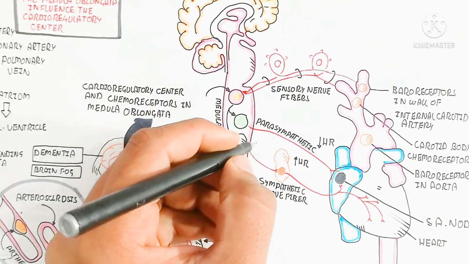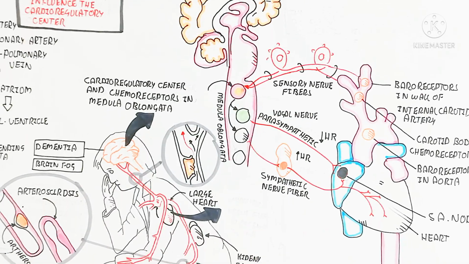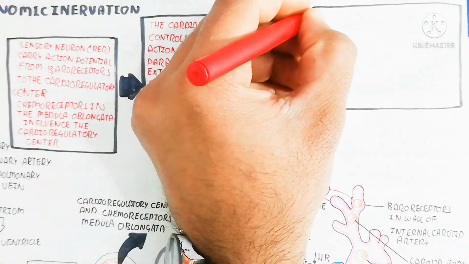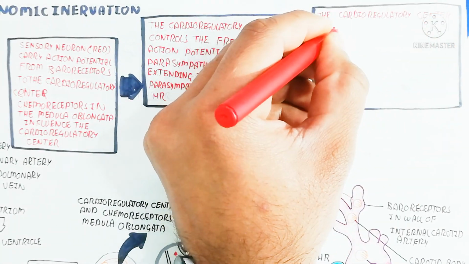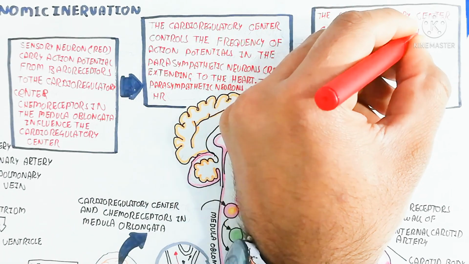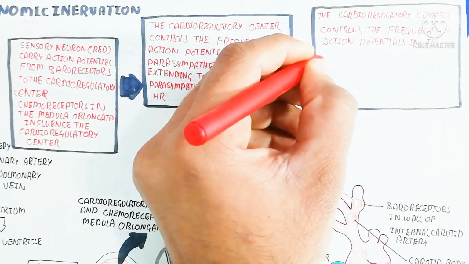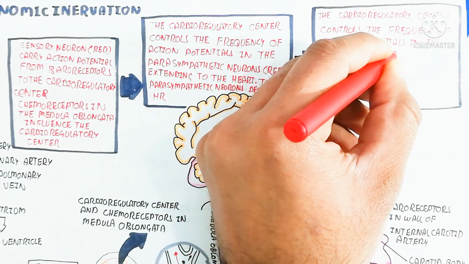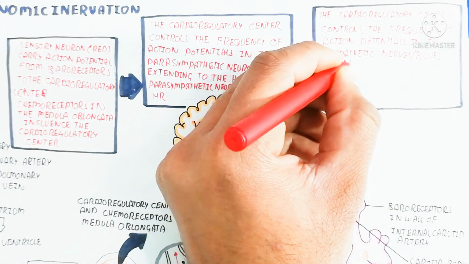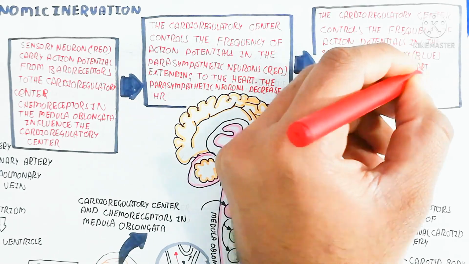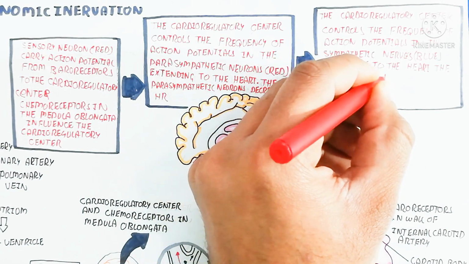On the other hand, the heart rate will be increased due to the sympathetic nerve fiber stimulation. So the firing and depolarization of the sympathetic nerve fiber will target the sinoatrial node, and will stimulate the heartbeat to go faster. So this is the cardioregulatory center controlling the frequency of action potential in the sympathetic nerves. Blue color I will show. As it extends to the heart, the sympathetic neurons increase the heart rate and stroke volume. So increase the heart rate and stroke volume.